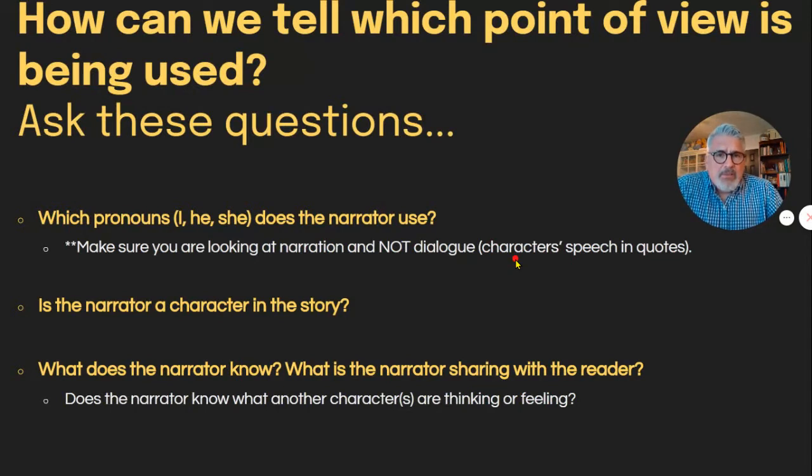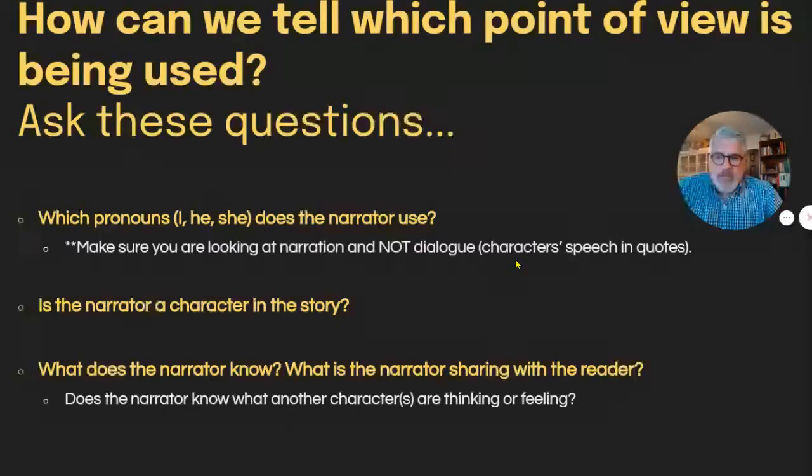How can we tell which point of view is being used? We have to ask three questions. I suggest that you write this down in your journal. Number one, which pronoun, I, he, she, does the narrator use? Make sure that you look at the pronouns in the narration, not the dialogue. The dialogue is what the character says, character speech that is always in quotation marks.